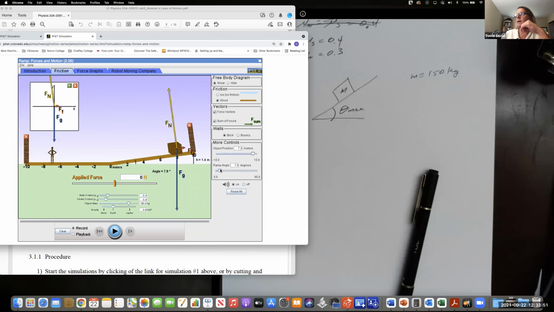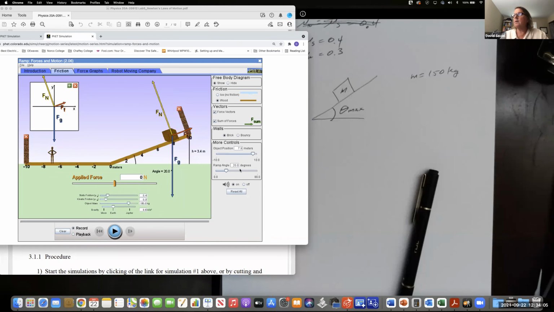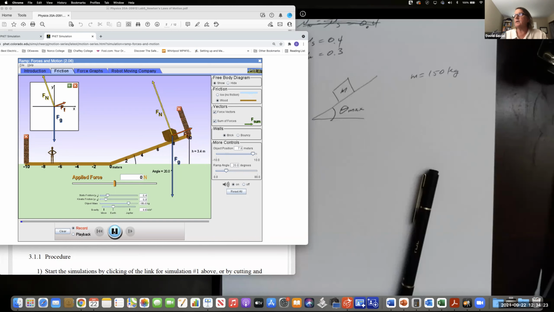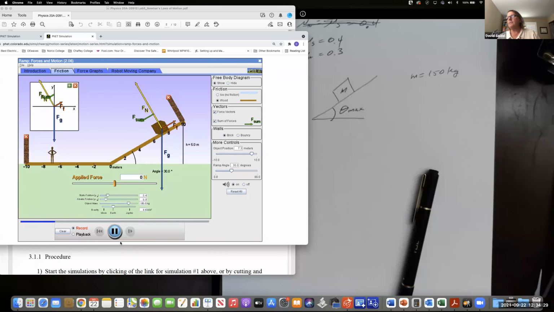And I just start increasing my ramp angle. There's force of friction, a vector on it. I go to 20. I go to 30. Now see, I have a sum of forces. When I was at 20, and I haven't hit play yet, it's not doing anything. If I do this, it doesn't slide down. At 30, it starts sliding down, and you see I get sum of forces on there right away.